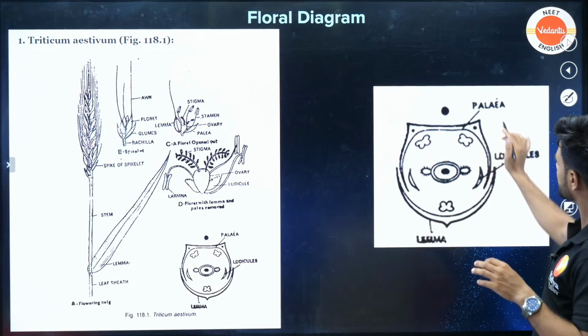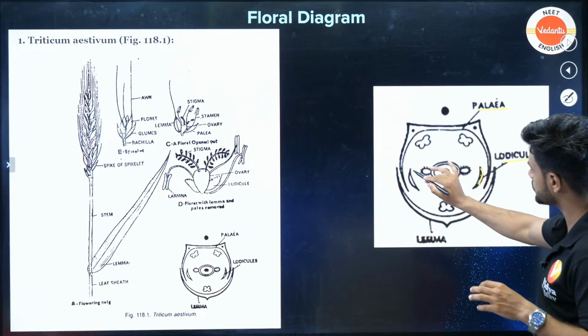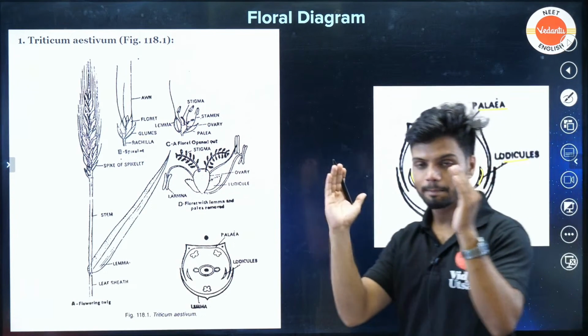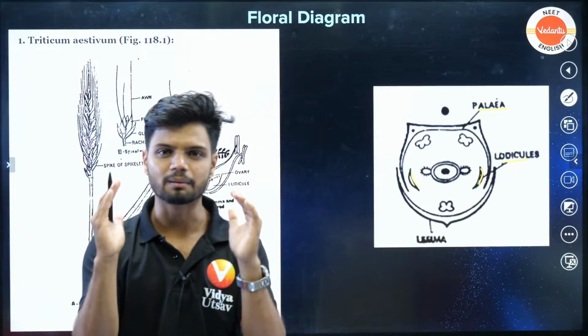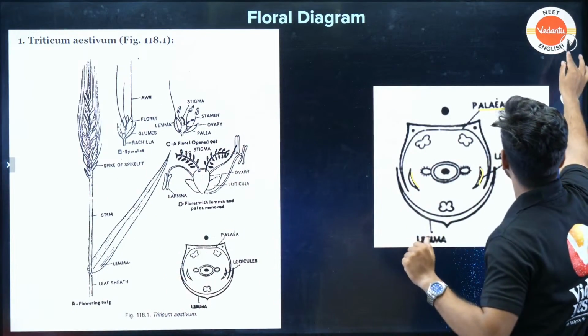This is what it looks like. Palea, lodicules, can you see lodicules are present on the outside, which will make sure the palea and lemma do not close here.